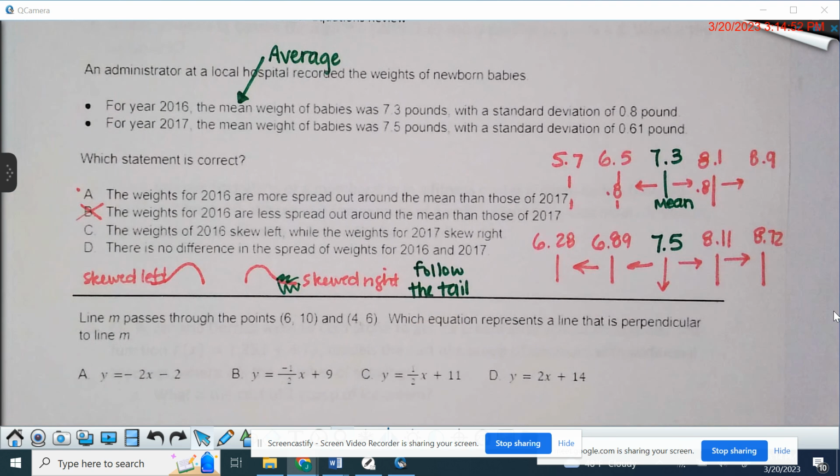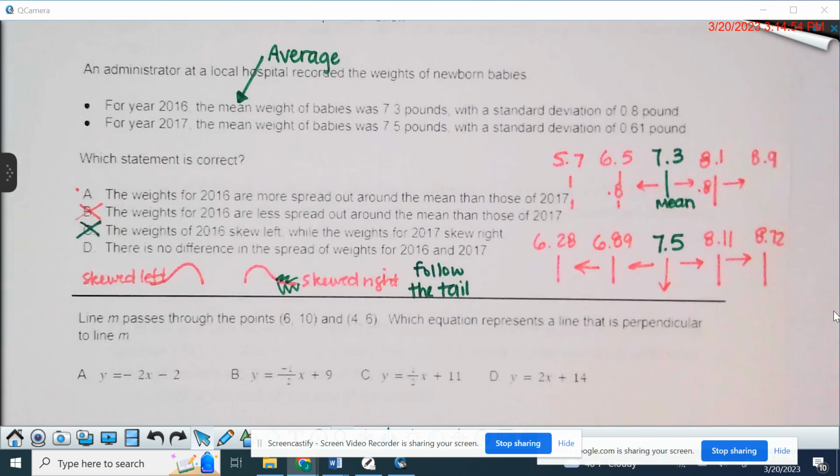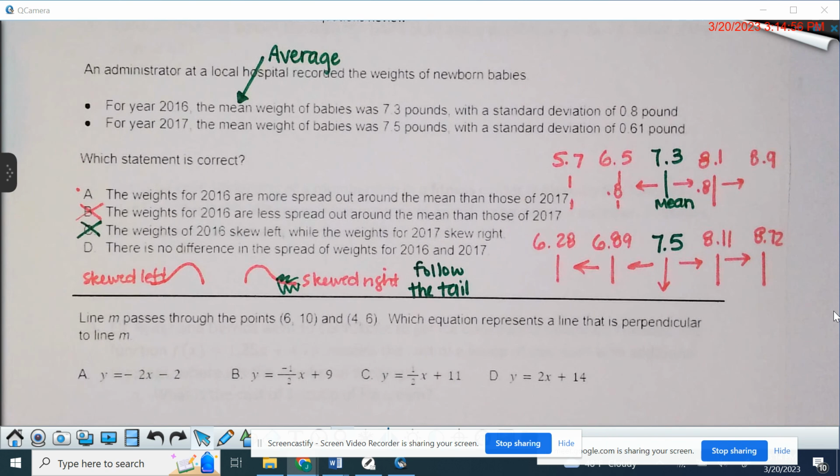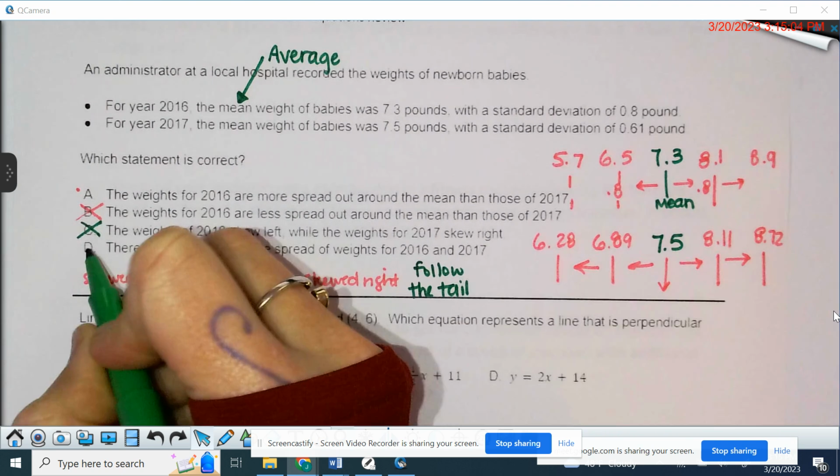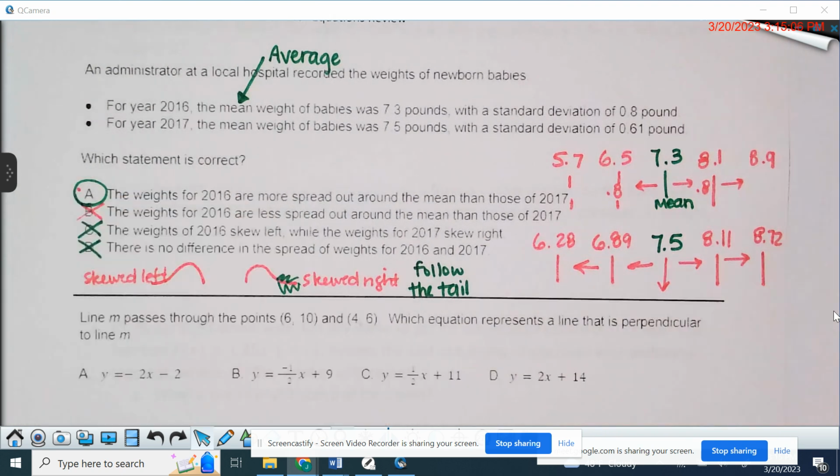So we don't have enough information because we don't know if there's an outlier. And there is no difference in the spread of weights for 2016 and 2017. That is not the case because 2 standard deviations here is only 6.28. So our answer is definitely A. Not a super hard question, but I wasn't sure if we fully understood what standard deviation meant as far as it being more spread out or less spread out. So standard deviation lives on either side of your mean, 1 on either side, 2 on either side, 3 on either side, kind of that idea. So the answer for that one would be A.